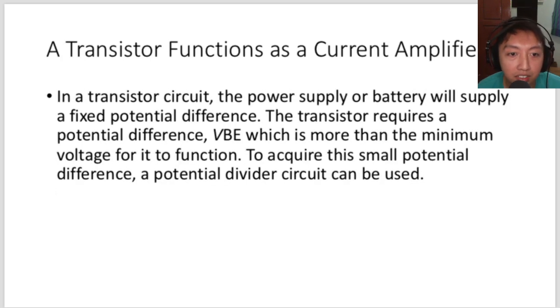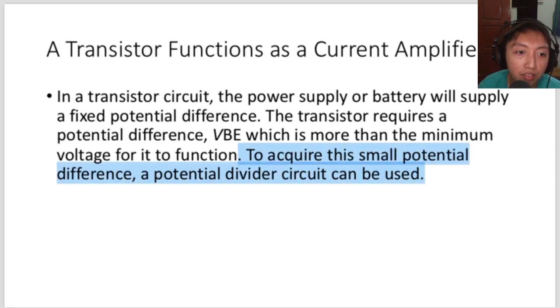Alright, so in a transistor circuit, the power supply or battery will supply a fixed potential difference. The transistor requires a potential difference V_BE. The V_BE should be small, but more than the minimum voltage for it to function. To acquire this small potential difference, a potential divider circuit can be used.